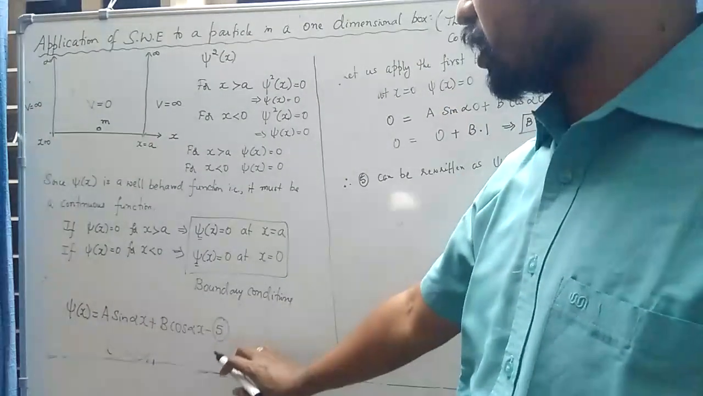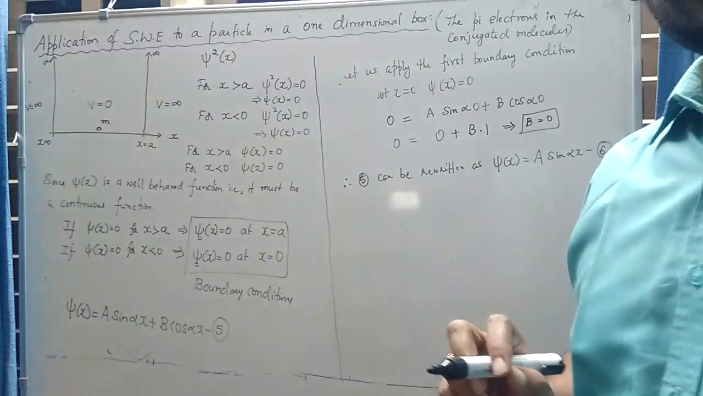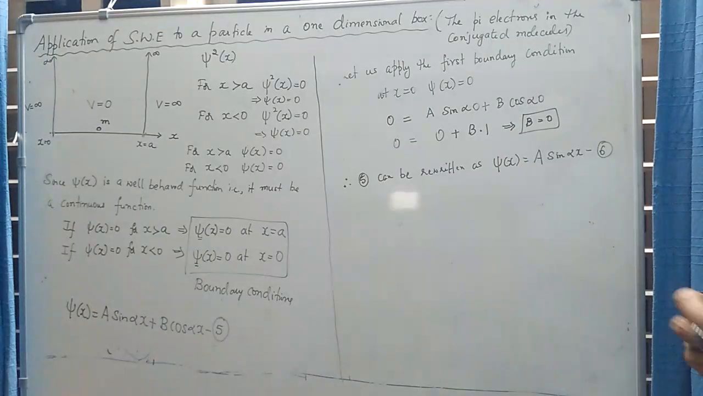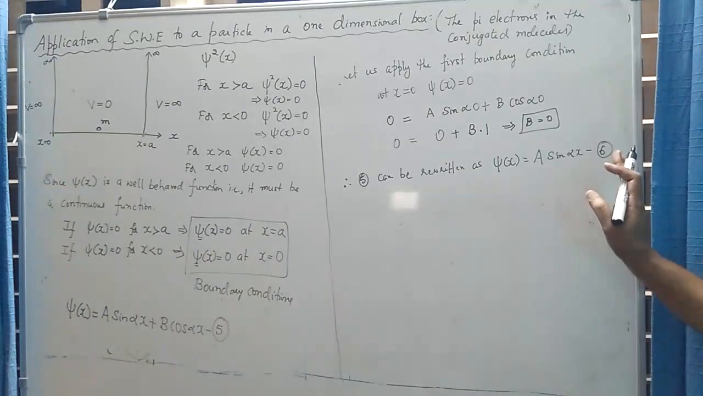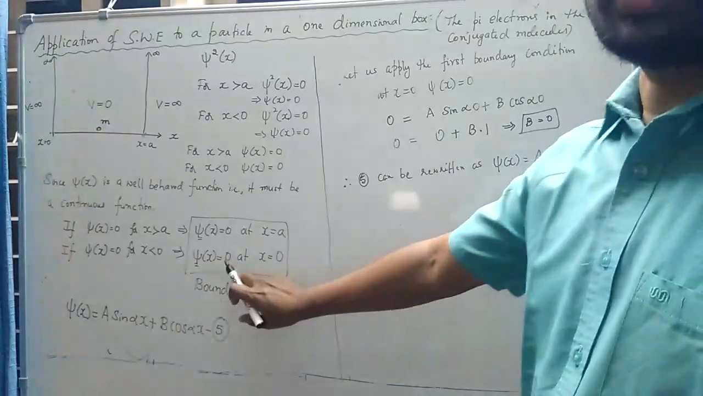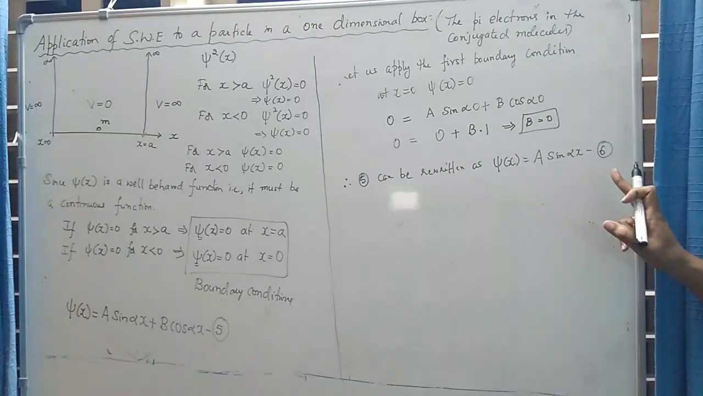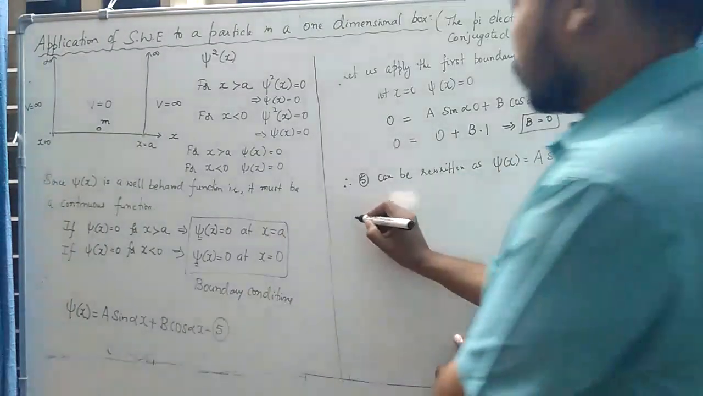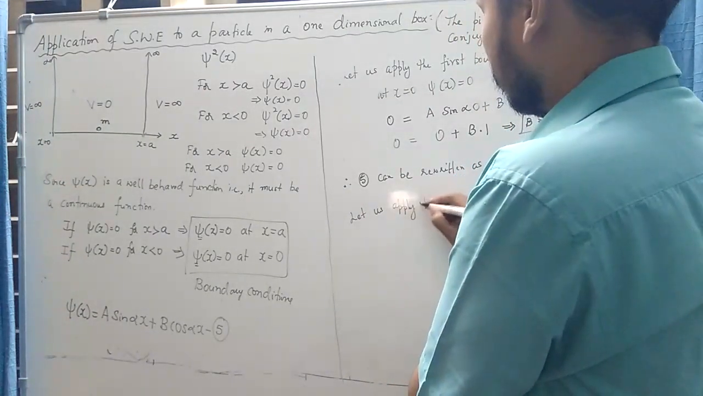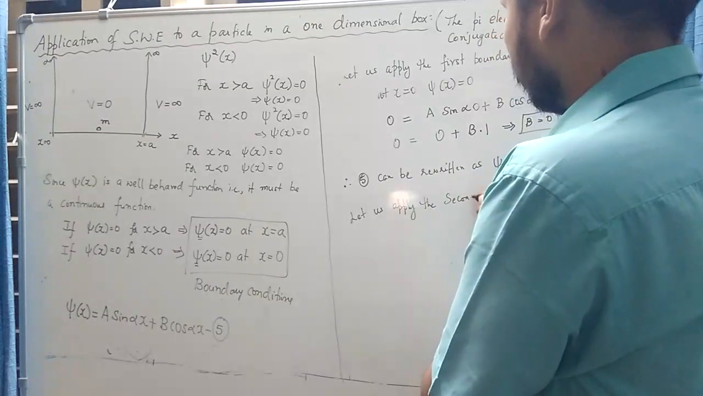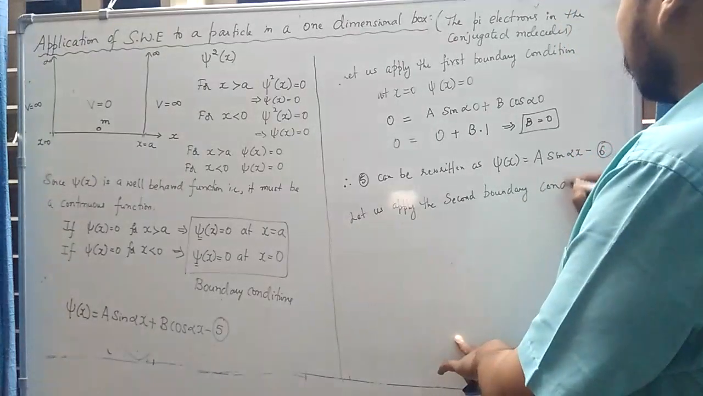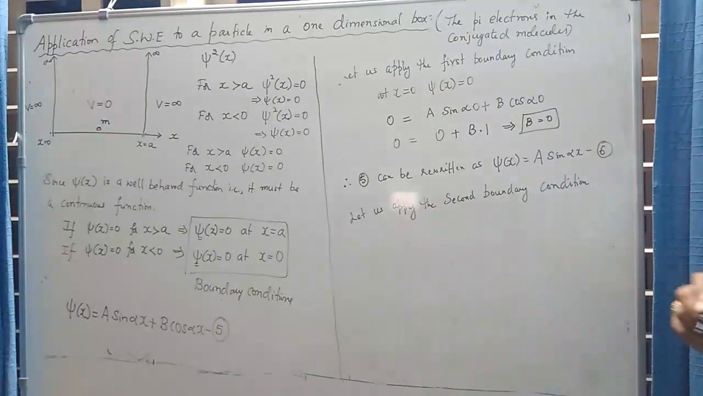So the solution to the Schrodinger wave equation for a particle in a one-dimensional box is not equation 5. It is given by equation 6, which does not contain the cos term. So we will use now equation 6 and not equation 5. So now we will apply the second boundary condition directly on equation 6, because this is the more appropriate solution.